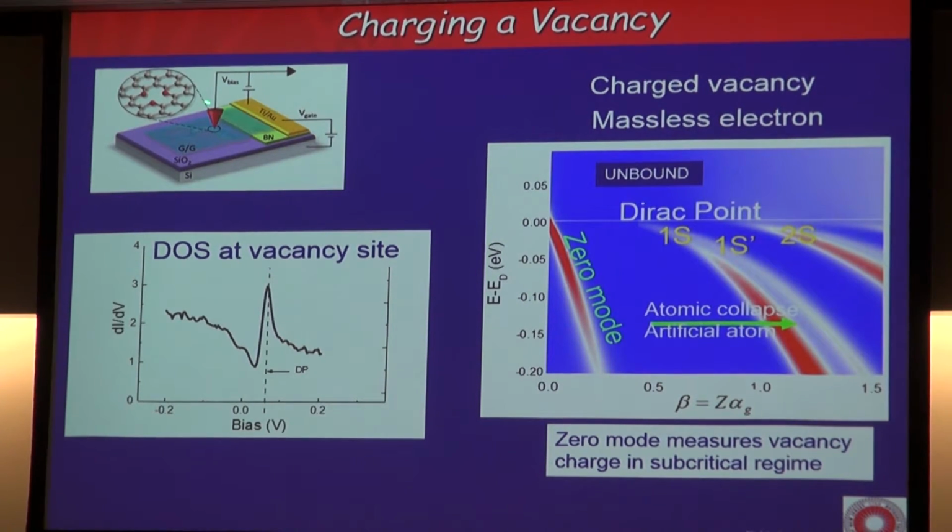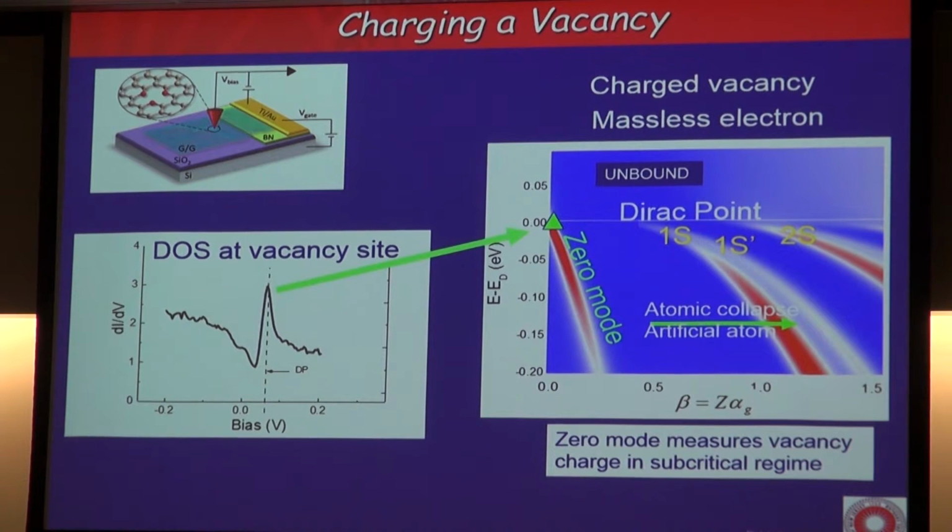So we prepare our vacancy, we see the beautiful triangular structure, we take the density of states, and we expect to see it charged, but the zero mode sits right at the Dirac point. And this is quite amazing. Why isn't it charged? It sits right here. No charge. The theory said that this should be charged. It should have a charge of 1, and here they are completely wrong.